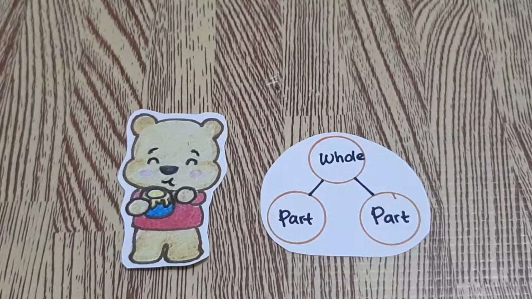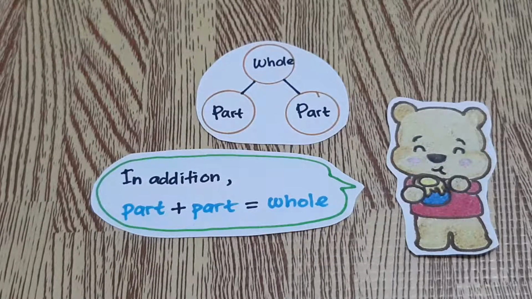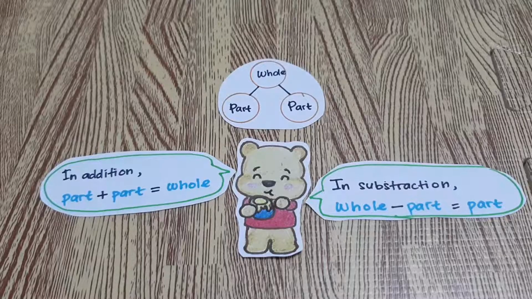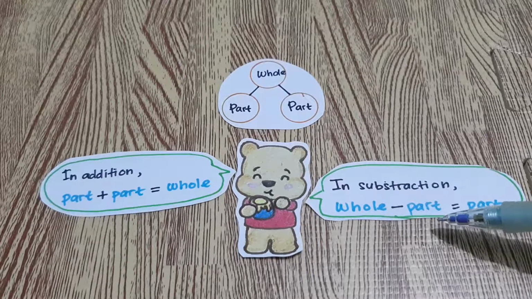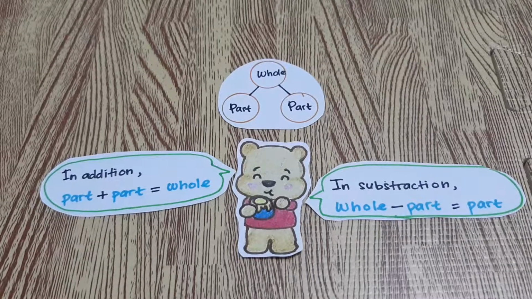Okay, so now let's go to addition and subtraction. In addition, part plus part equals the whole, while in subtraction, the whole minus part equals part. Remember, in subtraction, the biggest number, or the whole, is always at the beginning. Always at the first. Take a look. So whole minus part equals the other part.